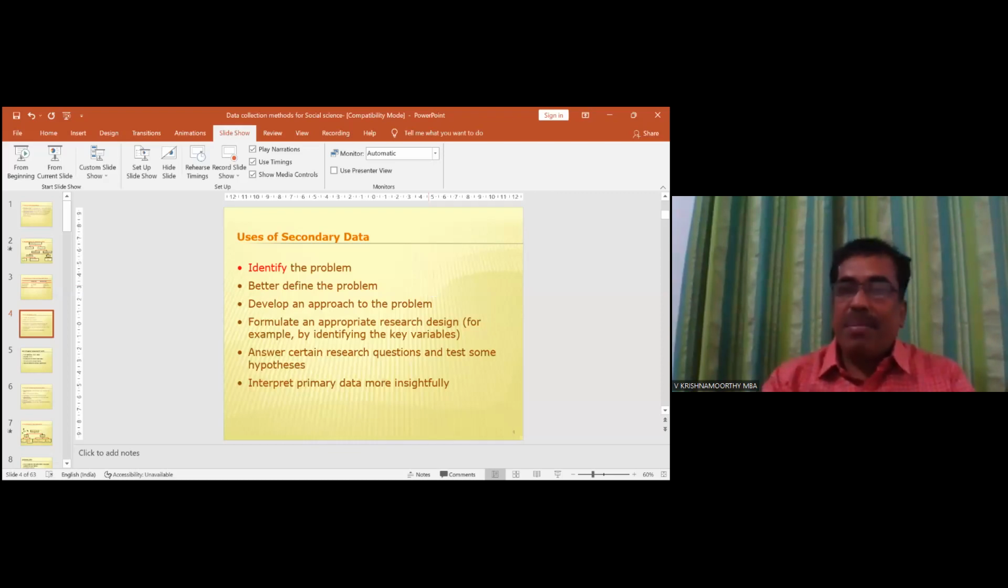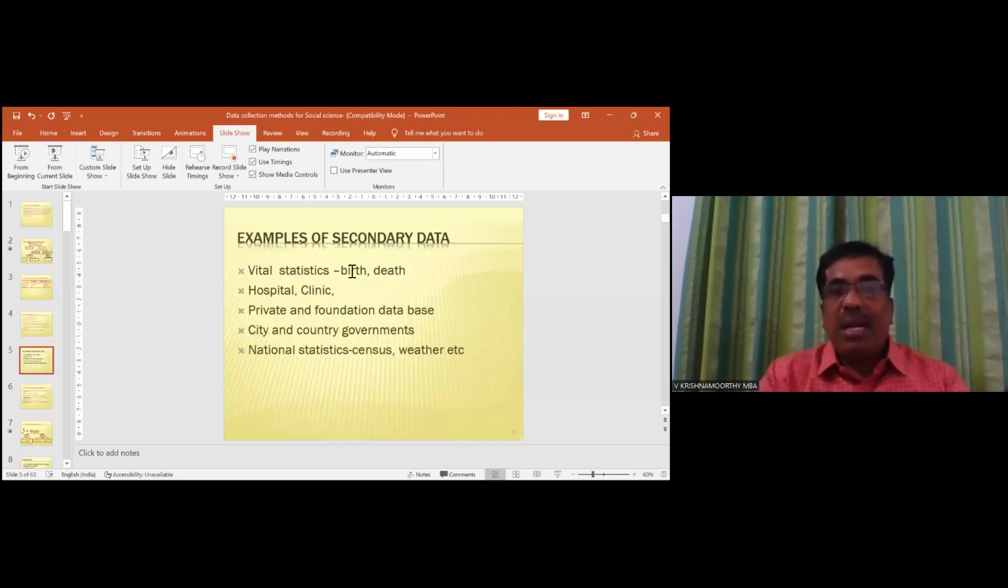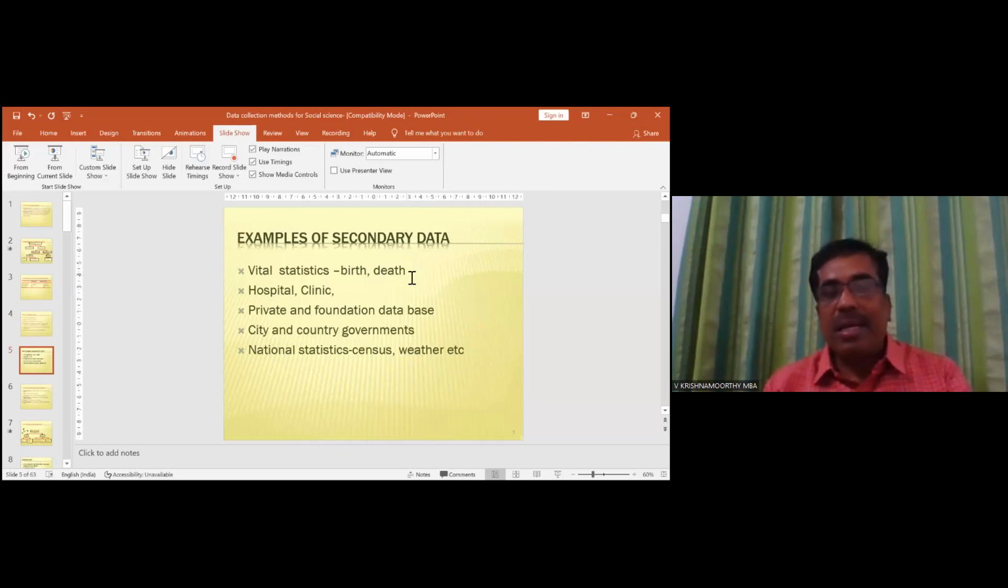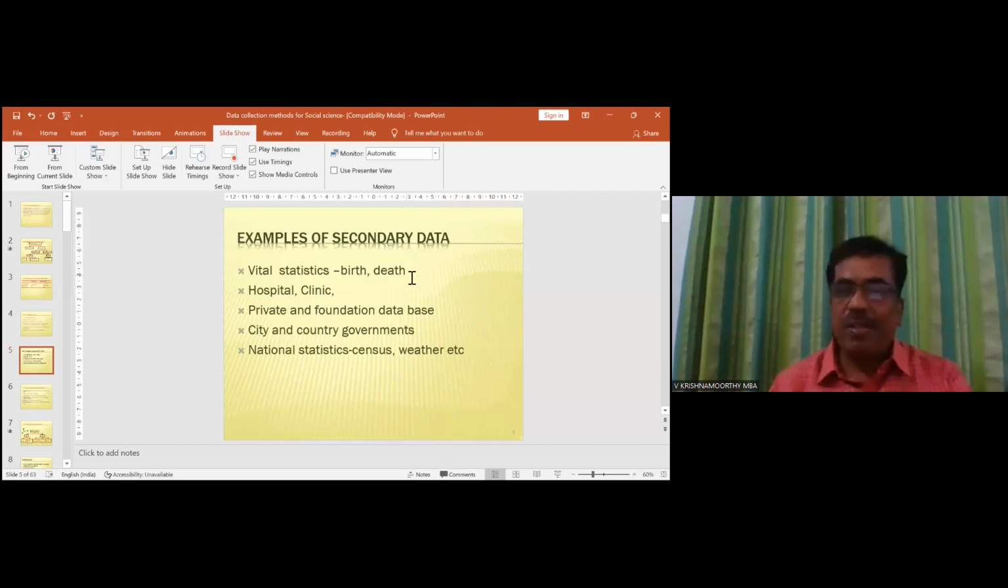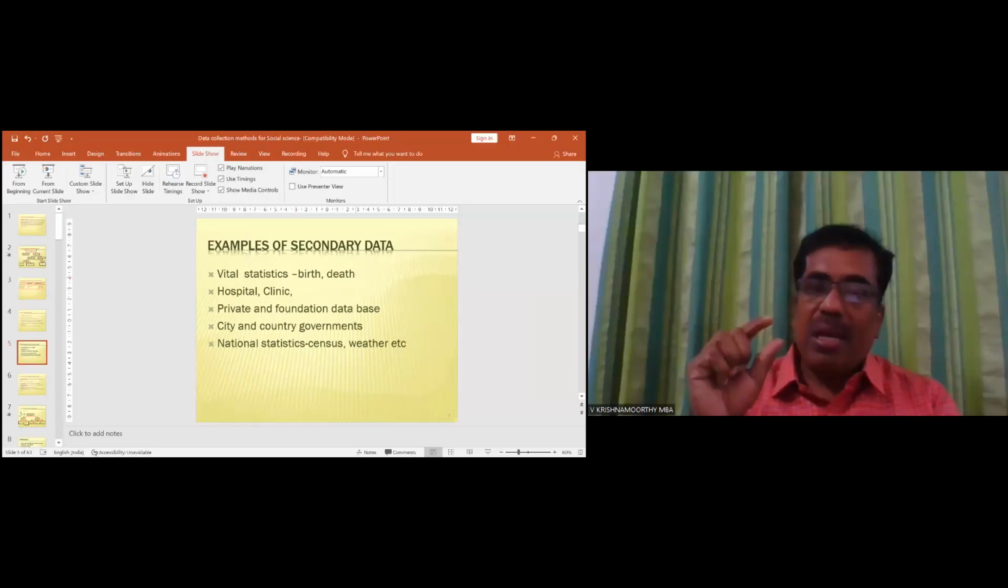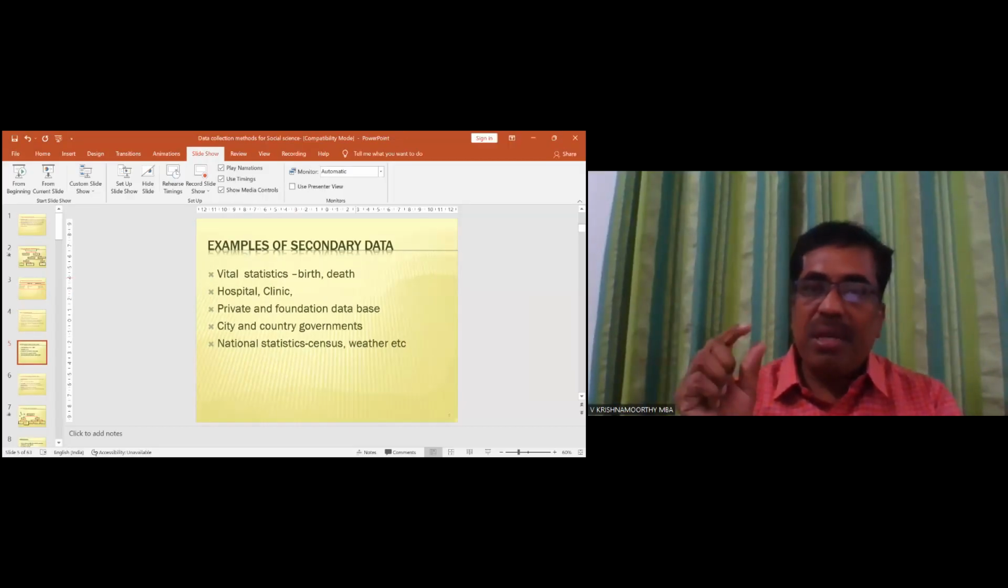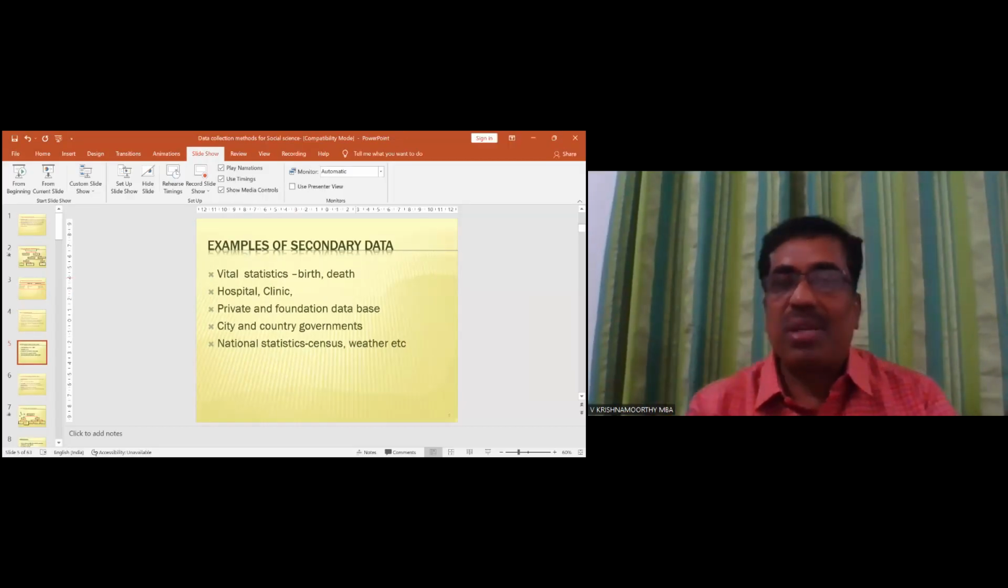What are the examples of secondary data? Let's take vital statistics, birth-related data, death-related data. For example, how birth-related and death-related data play an important role in decision making. Let's take some countries. If you take the demographic profile, the total population, and among it the young population, the percentage of young population is very less in some countries, say 10% or 20%.